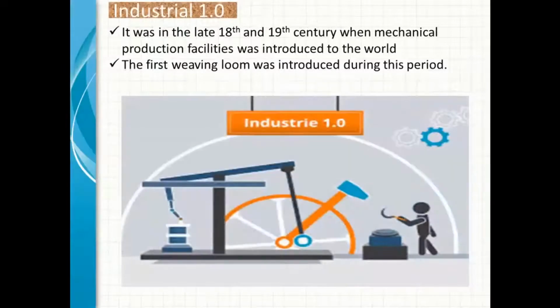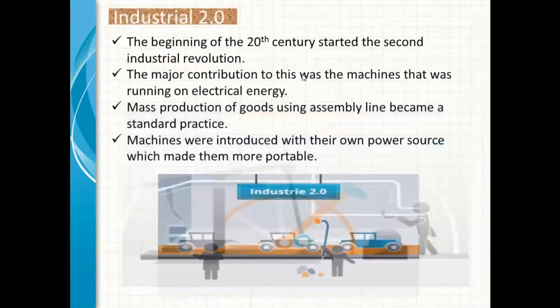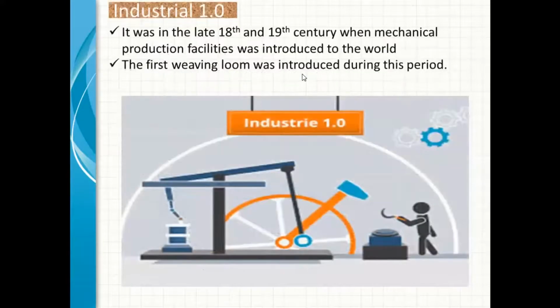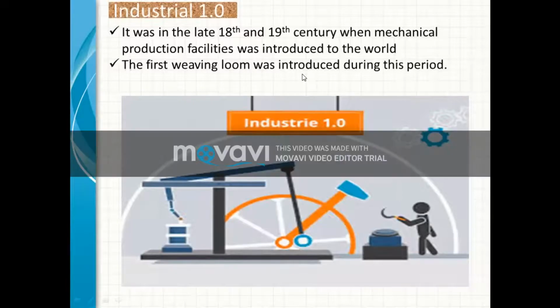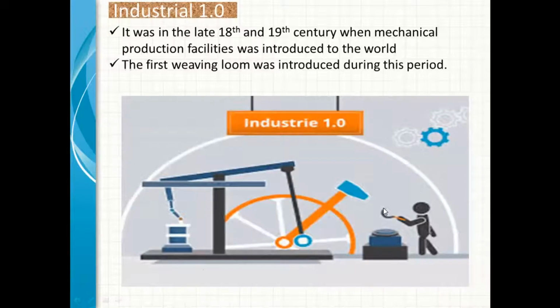So in this picture, you can see what Industry 1.0 is. It was in the late 18th and 19th century when mechanical production facilities were introduced into the world. The picture clearly denotes everything was mechanical. There is no electrical energy involved. The first weaving loom was introduced during this period. So this is the starting of the industrial revolution.